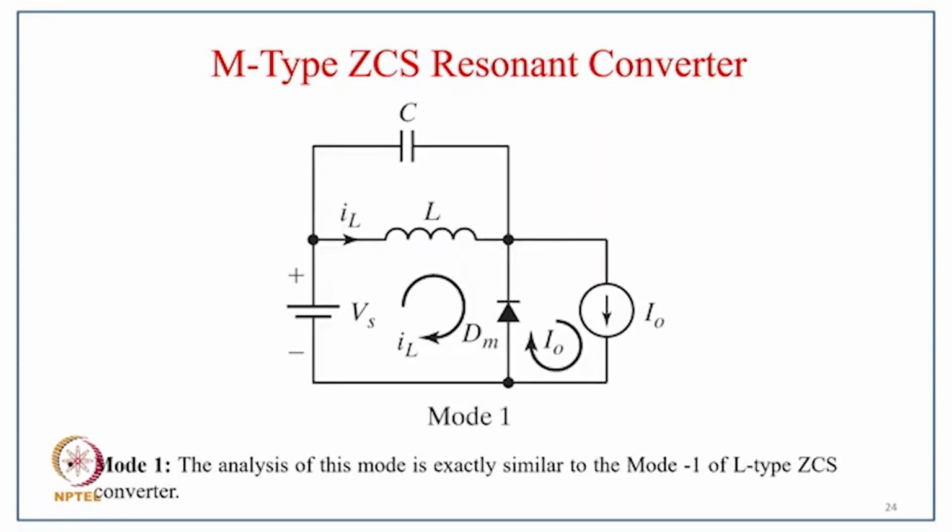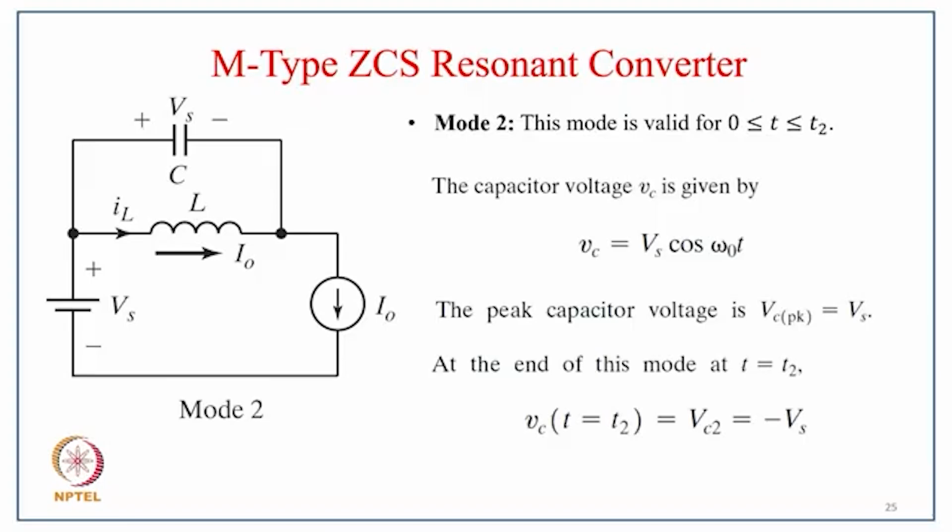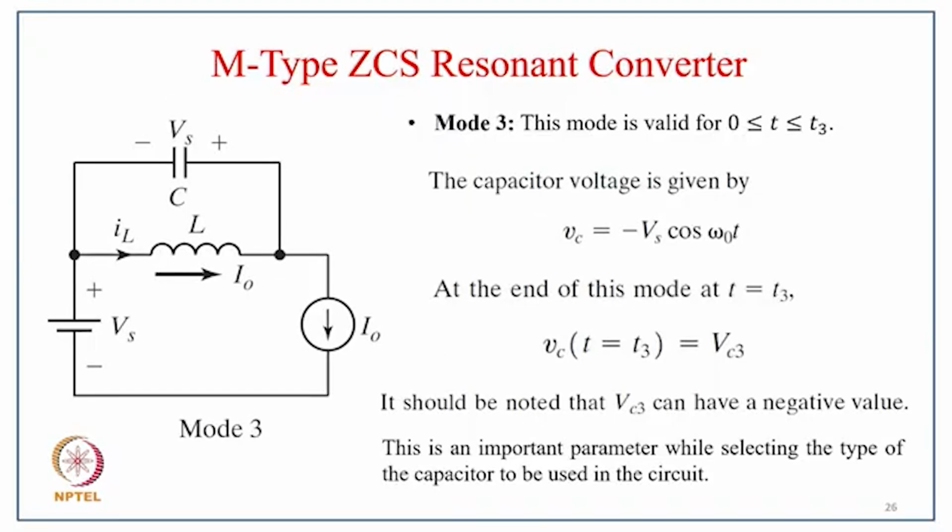And then coming to the first mode, the analysis is made exactly similar to mode 1 of L-type ZVS, where the switch is on, and in mode 2, the mode is valid from 0 to t2 and capacitor voltage Vc equal to Vs cos omega 0 t. As you can see in the circuit, the peak capacitor voltage equals Vs. At the end of this mode, t equal to t2, Vc equal to Vc2 equal to minus Vs.